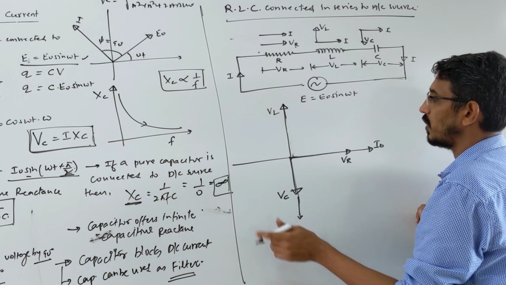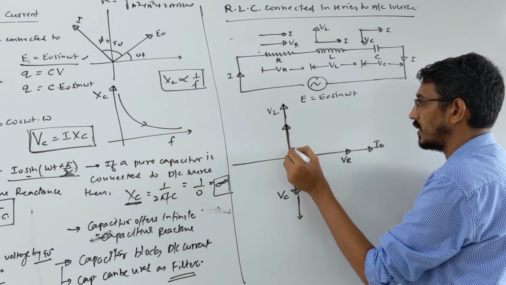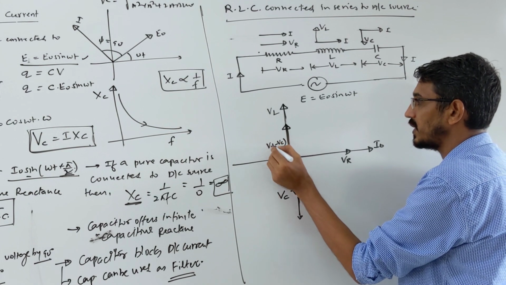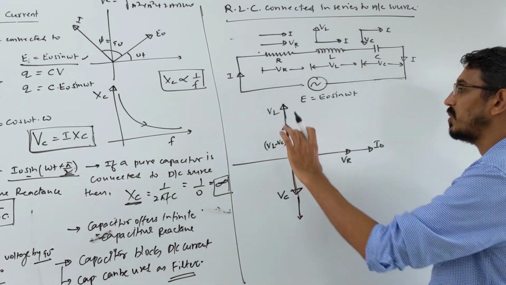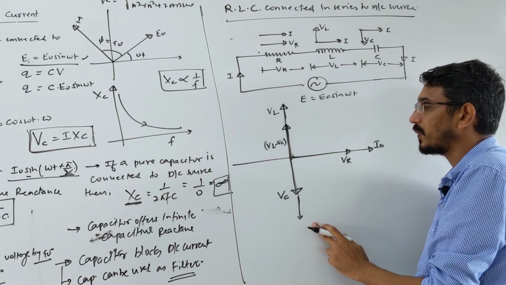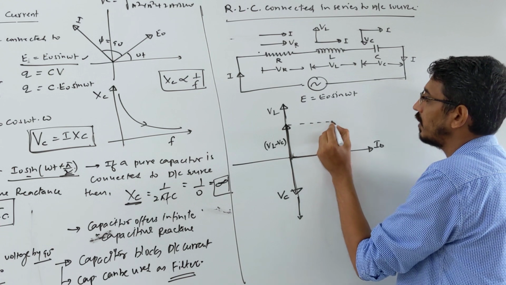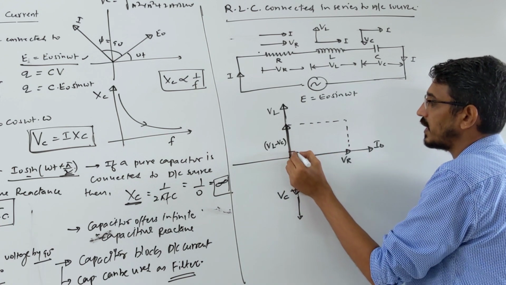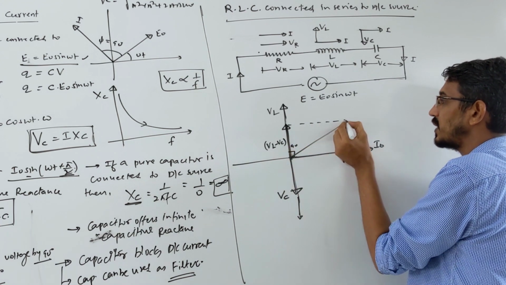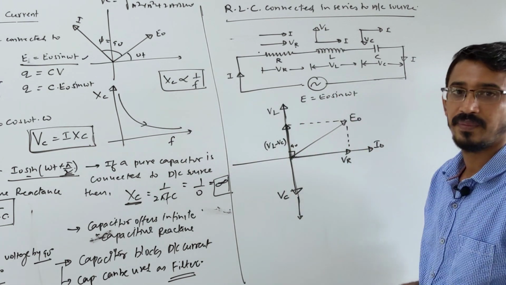We don't know which is bigger, so suppose VL is big. Then your net answer is VL minus VC, correct? So this must represent VL minus VC. Directly you can subtract because the angle is 180 degrees. Now this vector and this vector you want to add. These two are at 90 degrees. Suppose this is their resultant, which we call E naught, the supply voltage.